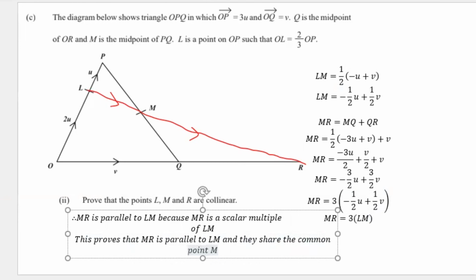You could have even done it, let's say, with LR. So you could have done LM then LR, and the common point that they would have shared is L, and it would have been the same. This wouldn't have been the exact same answer in terms of the working out, but you would still get an answer which shows that they are parallel and that LR is just a scalar multiple of LM. Any one that you choose and your answer would still be the same.